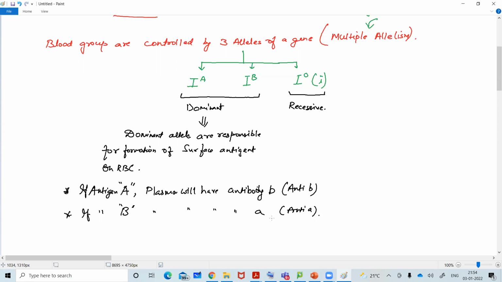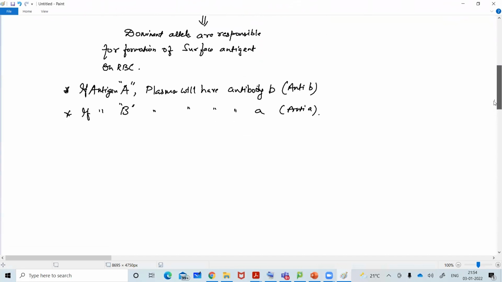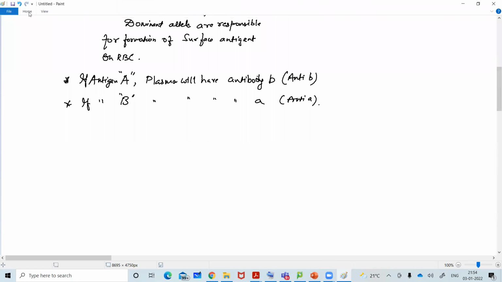So an individual can have any two of these alleles, right? So in that way, what are the possible combinations? So let's see. Let me make a table to understand this better. So I'm here writing blood group.